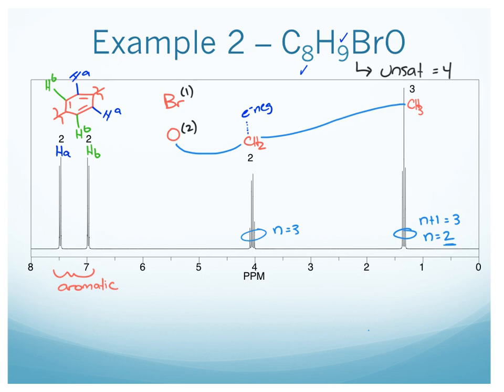Then we can connect the oxygen to one side of the aromatic ring, the bromine to the other side. And now everything's connected together. Okay, let's redraw this structure a little more neatly. Here's our aromatic ring, our bromine, and then we have an O, CH2, CH3.